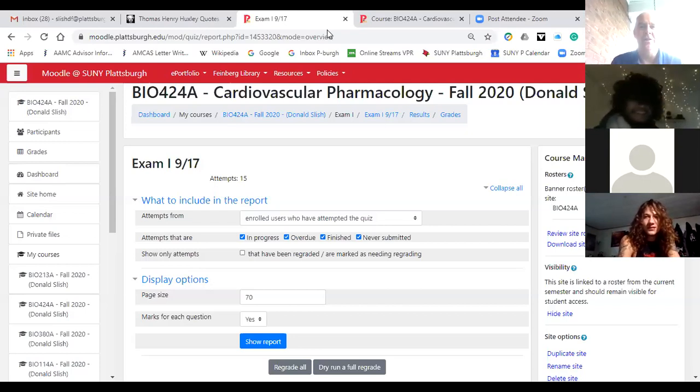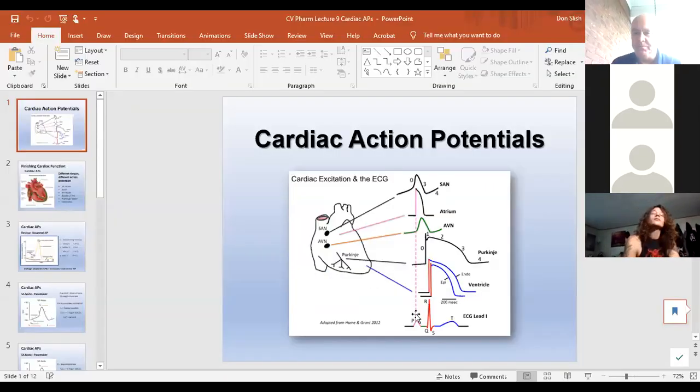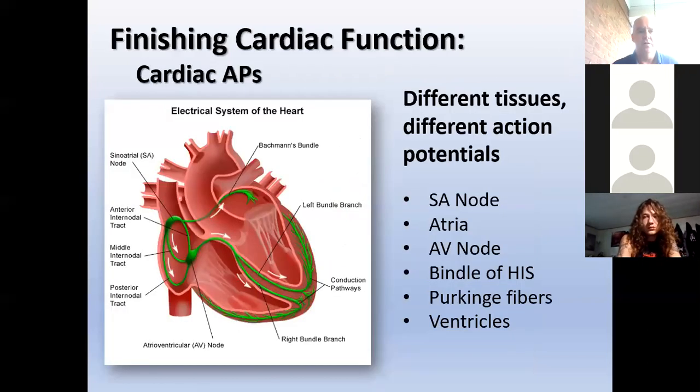Okay, let's do a different share here and start our lecture for today. So today is all about the difference in the action potentials at different parts of the heart. And this is important because some drugs will affect this. So when we get into arrhythmias later, you'll see why different types of arrhythmias need different types of drugs.